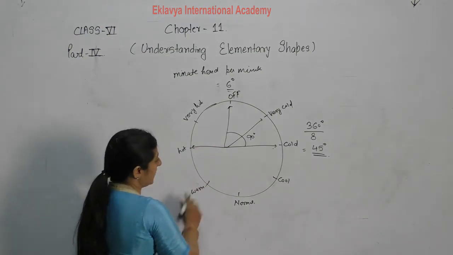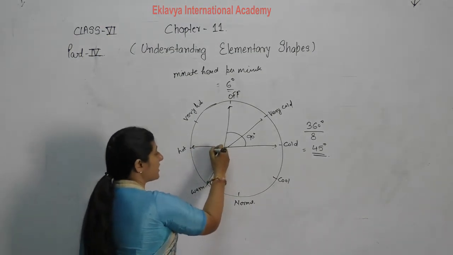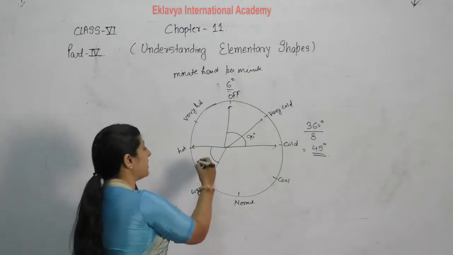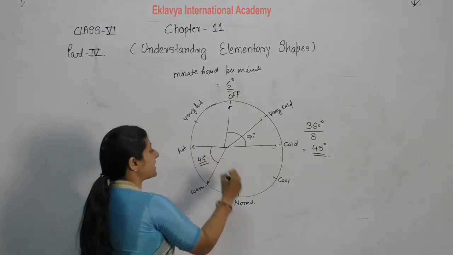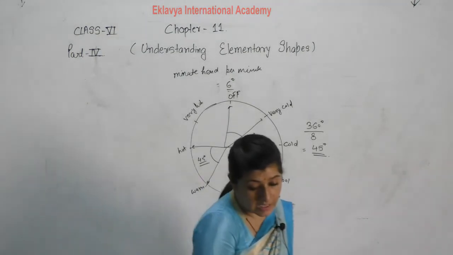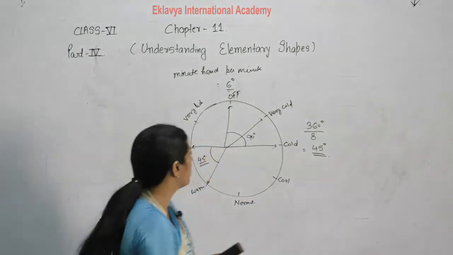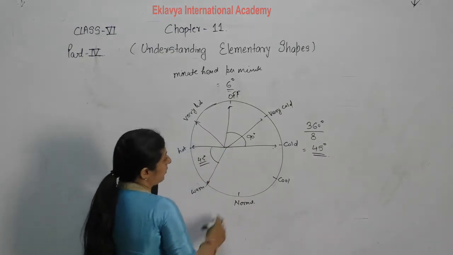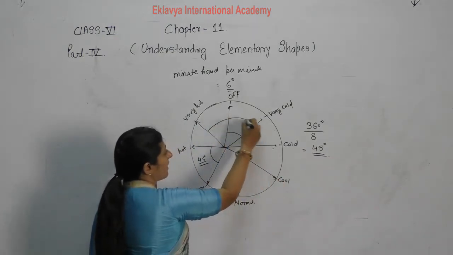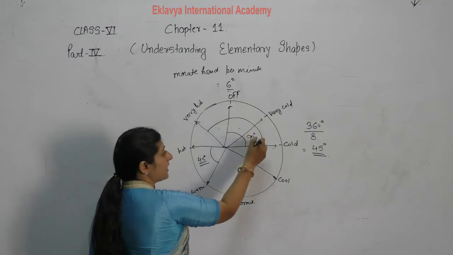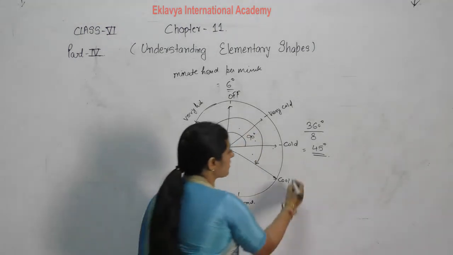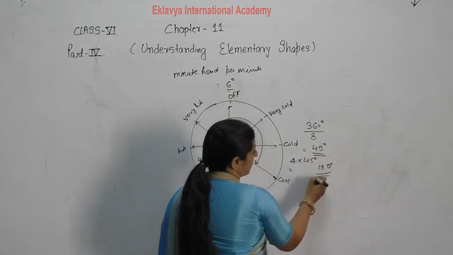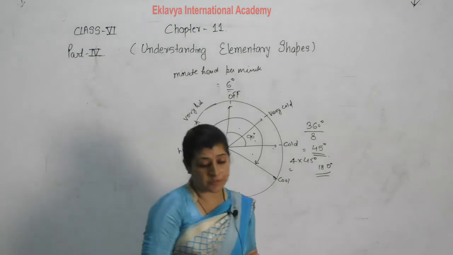Next, anti-clockwise from hot to warm. One pointer is here and one pointer is here. We know that each part is 45 degrees, so the angle between these two parts is 45 degrees. Clockwise from very hot to cool: very hot is here and cool is here, in the clockwise direction. There are 1, 2, 3, 4 parts. One part is equal to 45 degrees, so 4 parts is equal to 180 degrees.